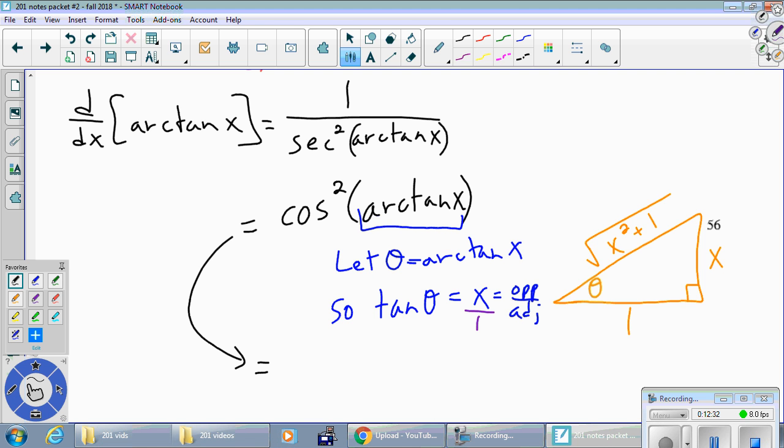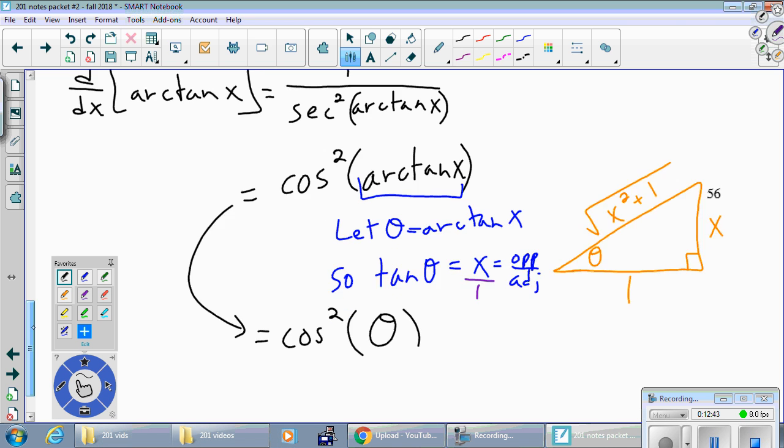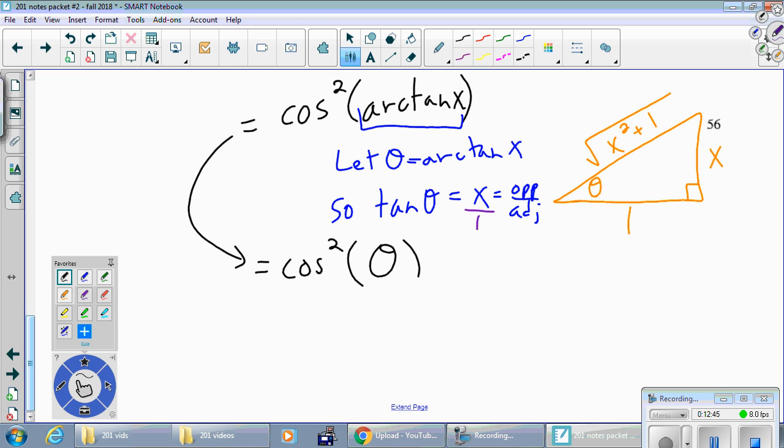Equals cosine squared of, so what we called arctan of x is theta. So this is really just cosine squared of theta. And so what we're trying to do here is just write down what cosine squared of theta is, reading it off of our right triangle.